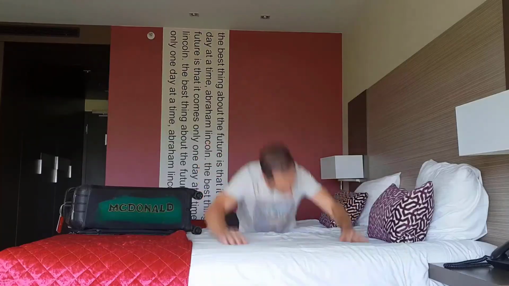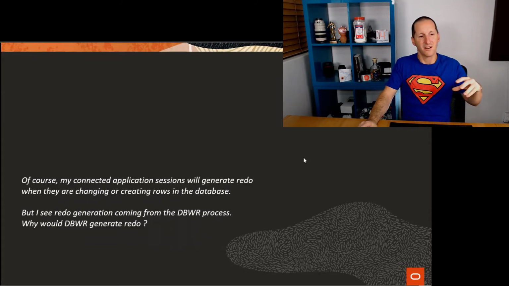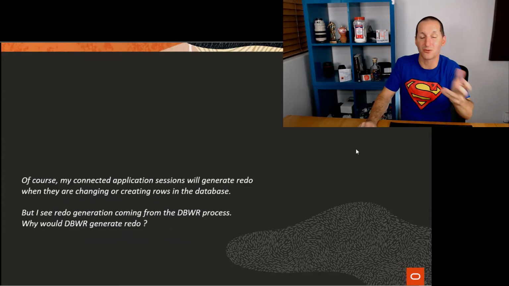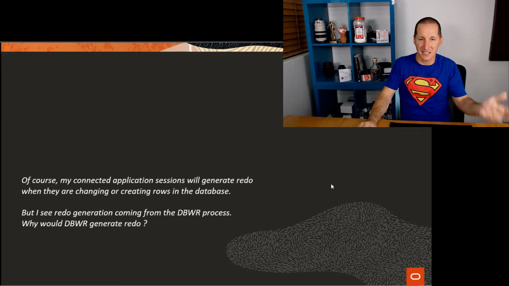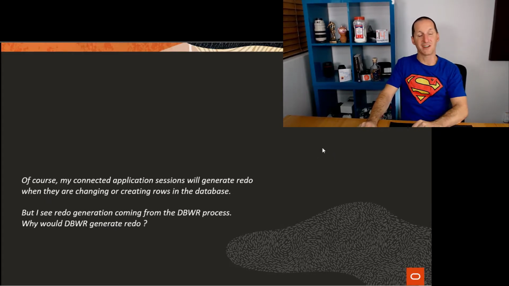It literally says, hey, log writer, please. Redo generation. Of course, my connected application sessions will generate redo. They're going to do updates and deletes and inserts, etc. But I see redo generation coming out of the DB writer process. Why would DB writer generate redo?